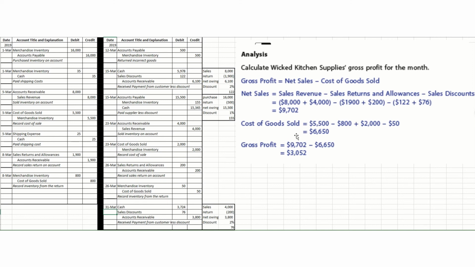The next part is to calculate the cost of goods sold. Cost of goods sold, you need to reflect all the transactions for the month. So we have $5,500 on March 5th. We have less $800 on March 8th for some returns. We have March 23rd for $2,000, less some returns again on March 26th for $50, for a total of $6,650 for the month. Then in order to calculate gross profit, then we take the $9,702 less the $6,650 for a total gross profit for Wicked Kitchen Supplies for this month of $3,052.